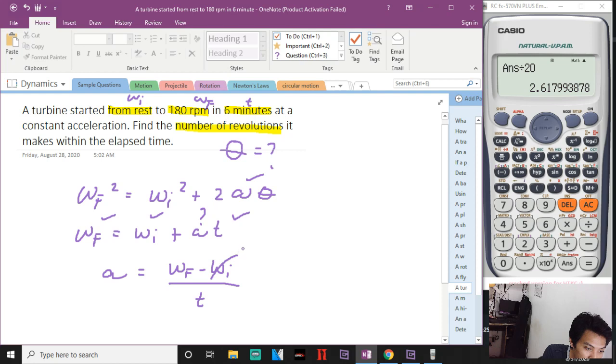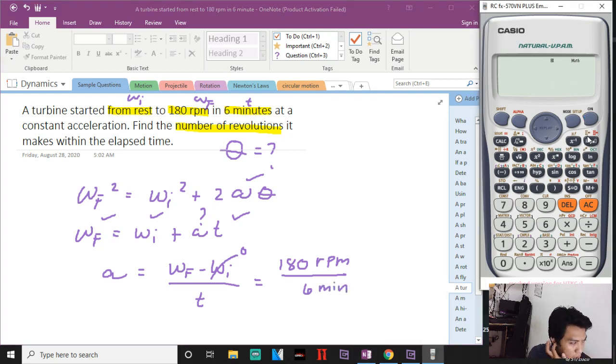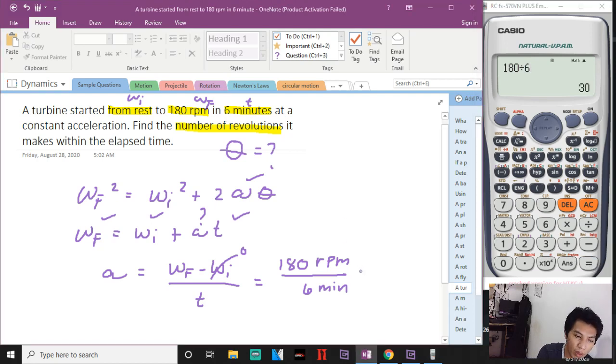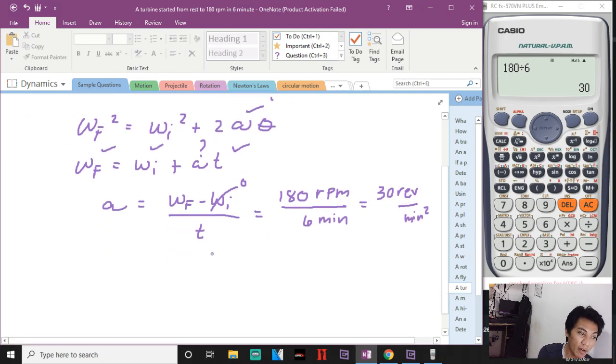Okay, wala naman to kasi from rest, 0. Yung omega F mo is 180 RPM, revolutions per minute. So, yung T is 6 minutes. 180 divided by 6 is, parang nasa 30. Check natin, 180 divided by 6. That is 30 revolutions per minute squared. So, meron ka ng alpha.